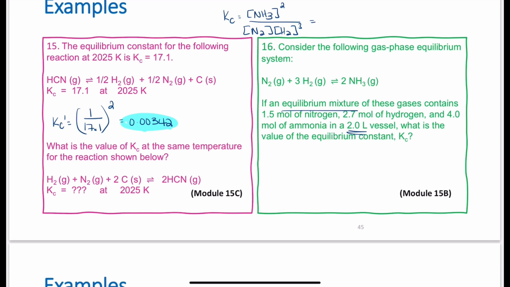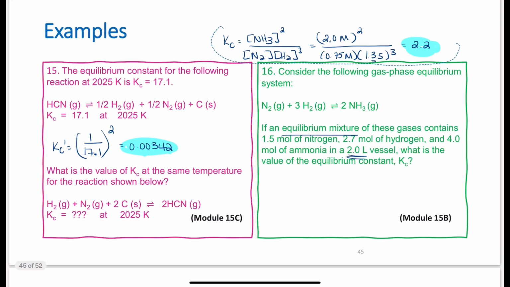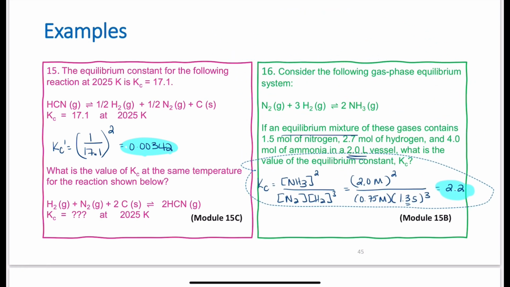4 moles of ammonia is 2 molar, 2.0 because of sig figs, 2.0 molar ammonia, and that quantity is squared. Nitrogen is 1.5, so 0.75 molar. Hydrogen is 2.7, so 1.35 molar. I'm just not going to round, I'm going to underline that 3 to remember that my sig figs are there, and I'm going to cube that. That gives me a value of 2.2. Again, I can plug them right into that Kc expression because I'm told these are the equilibrium concentrations. So I'm right at equilibrium right now.